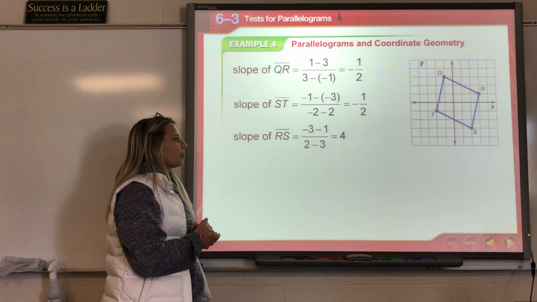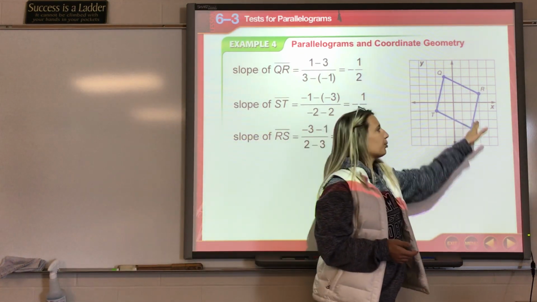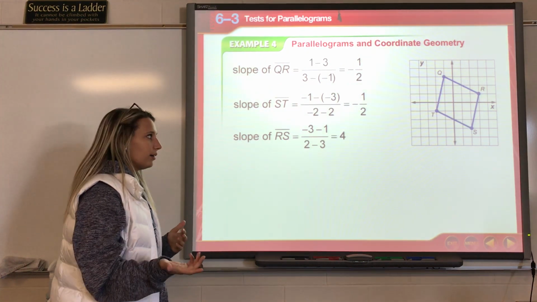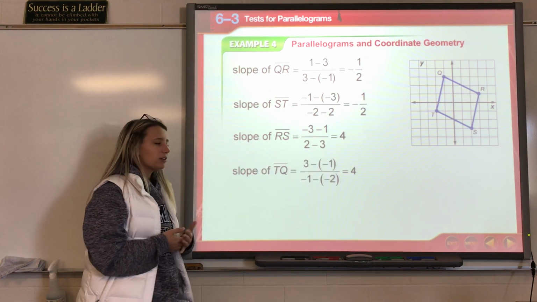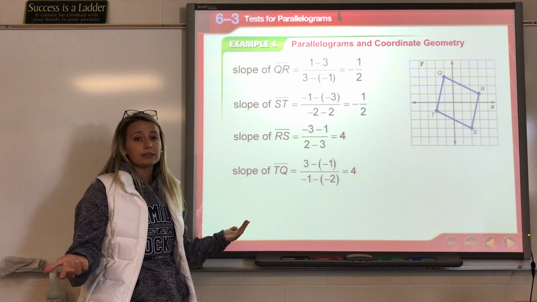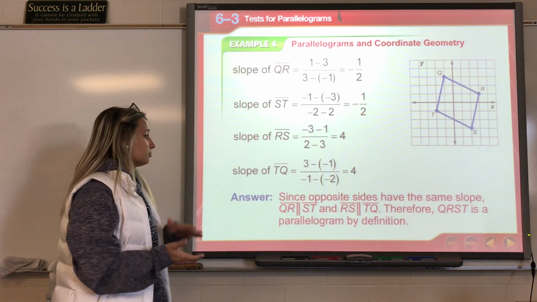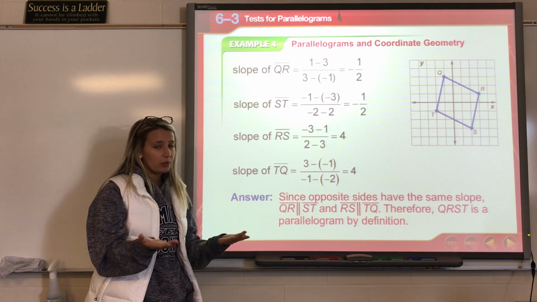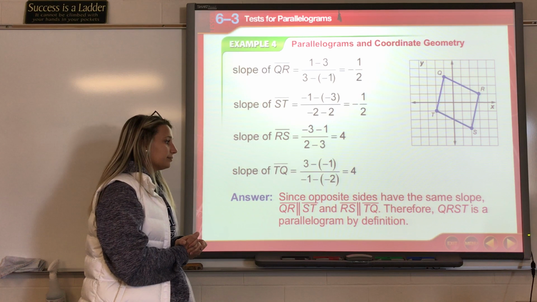And if we find the slope of RS using those 2 points that they gave us, we find that the slope is +4. Now we have to find TQ, which is also +4. So we have opposite sides that are parallel. And so since that's true, we have ourselves a parallelogram here.